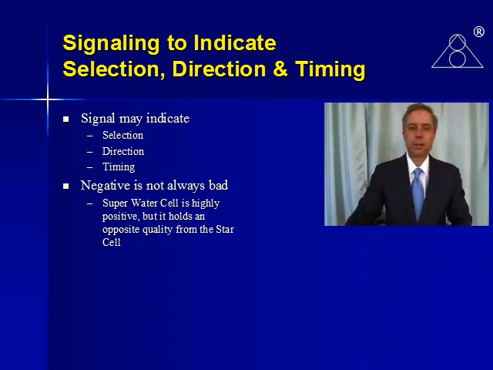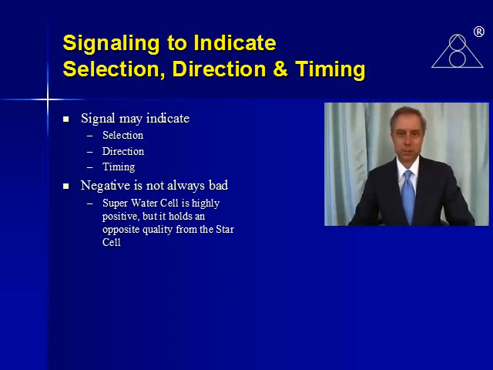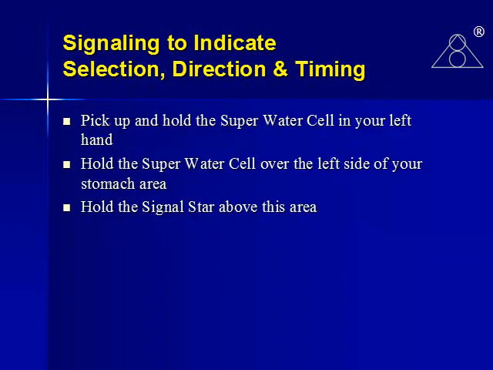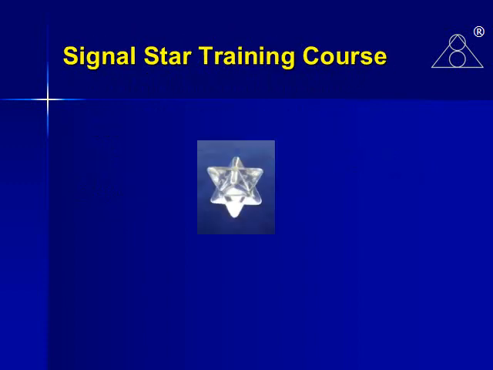Go ahead and take a few minutes to practice this. Take the super water cell in your left hand, hold it over the left side of your stomach region, and use the signal star over it. Very good. Did the spin move now in the positive direction? It is just so. The spin of this precious super water star now signals positive.